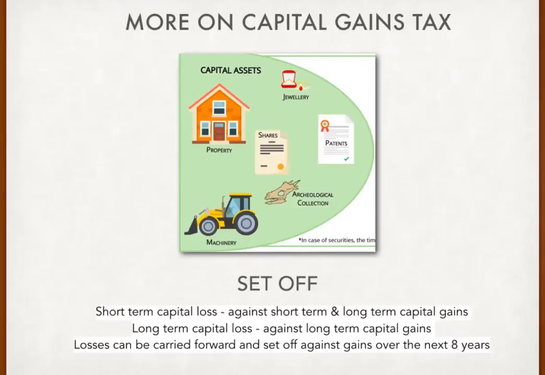But if you have a long-term capital loss, you can only set it off against a long-term capital gain. You cannot set it off against a short-term capital gain. And losses can be carried forward and set off against gains over the next 8 years. So if you have a bad year in stocks or shares, there is a silver lining to it. You can carry forward those losses. And if you have a good year the next year, you book some profits, you can set it off against the bad year that you had, right? So that's not a bad deal after all.